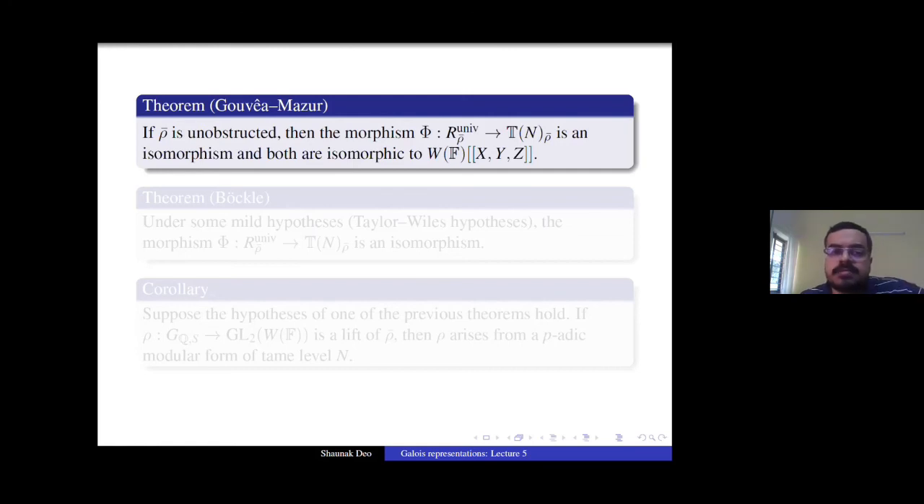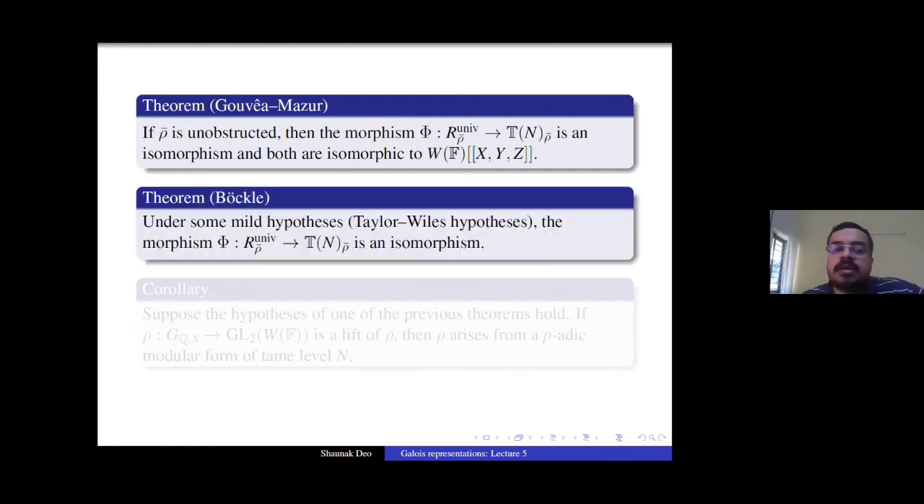And this theorem was extended by Böckle under some mild hypothesis, which we call the Taylor-Wiles hypothesis. So it's the same hypothesis that we had in our small r is equal to T. He proved that under some mild hypothesis, the morphism phi is an isomorphism. So he was not assuming that rho bar is unobstructed. So he improved the Gouvêa-Mazur result, because the Gouvêa-Mazur infinite fern argument worked for any rho bar. It didn't assume that rho bar is unobstructed.